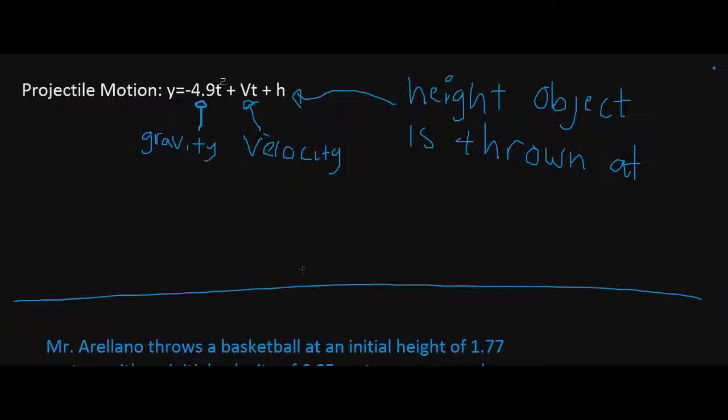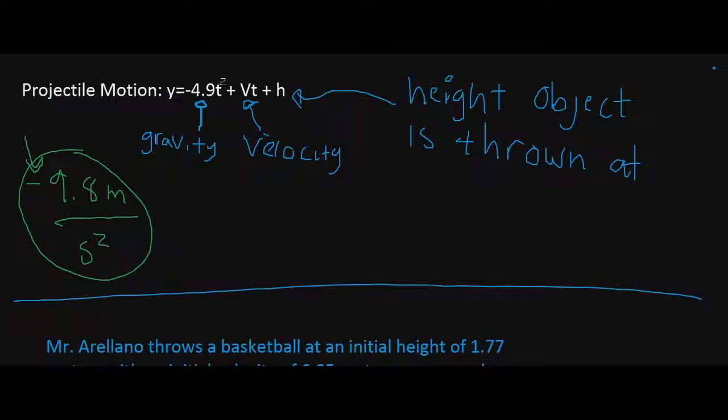For example, if we look here, the negative 4.9 comes from gravity. Gravity's constant is negative 9.8 meters per second squared. This is the constant acceleration that gravity pulls an object down. Since it's pulling the object down, that's why it makes sense that it's a negative sign.